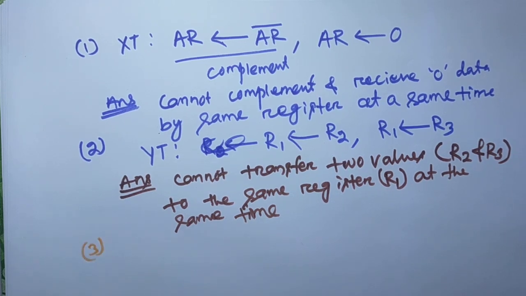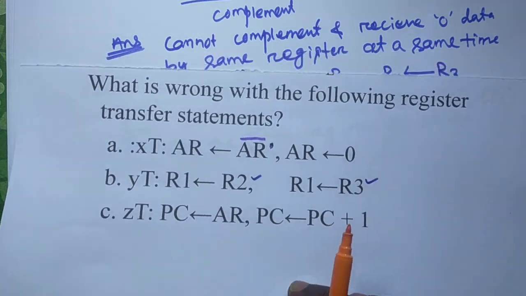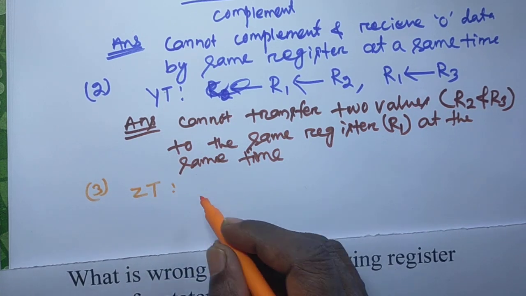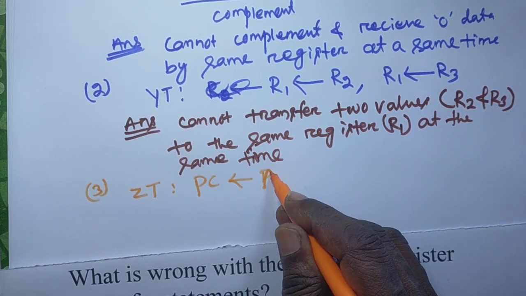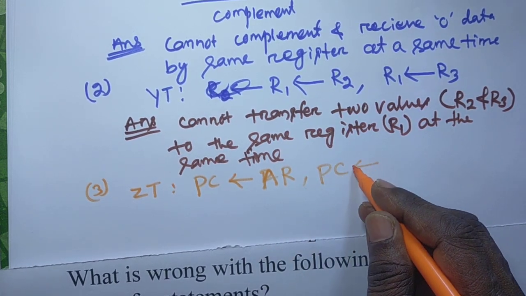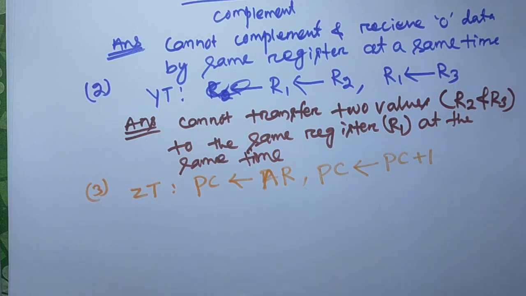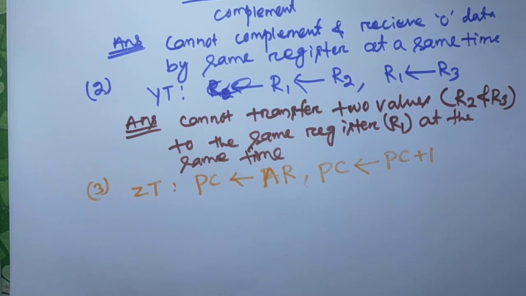Similarly, third case, you see, how it is possible or not. Third case, similarly, here is zT: PC receives AR data, and PC will be incremented. So what you write in this case is also the same thing.